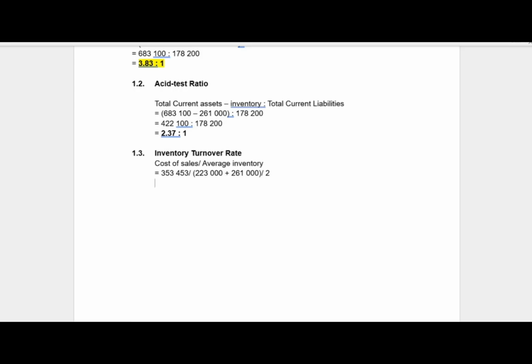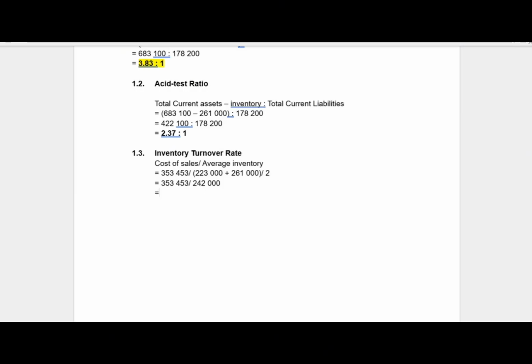All right. So let's go, and then we proceed with the calculations. 353 divided by the average. So let's calculate the average. The average is going to be 223,000 plus 261,000 and then divided by 2. I'm getting 242,000. 242,000. How much is the answer?